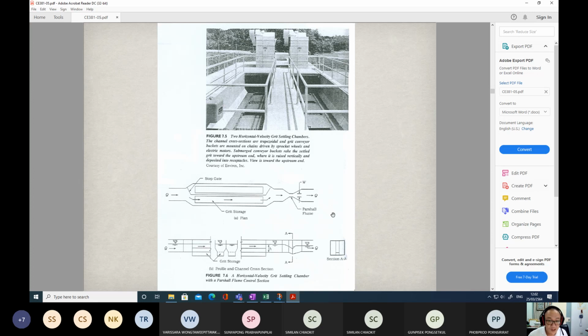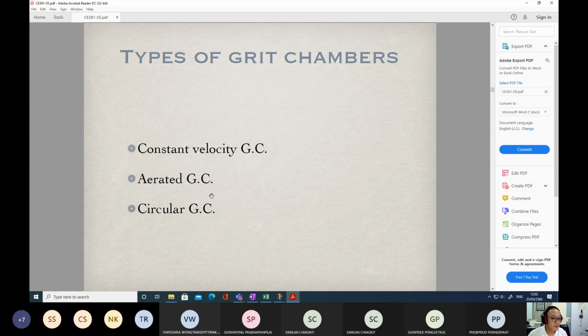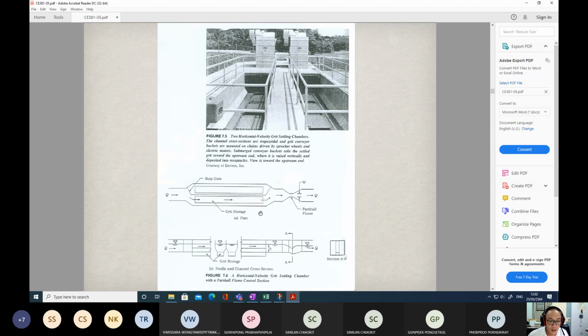There are several types of grit chambers we can use, but the conventional one is the constant velocity grit chamber. If we apply air, it becomes the aerated grit chamber. And sometimes we can use the circular types, which we normally call the circular grit chamber. It looks like this for the rectangular grit chamber.